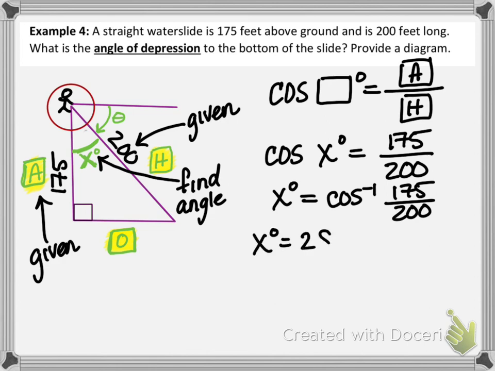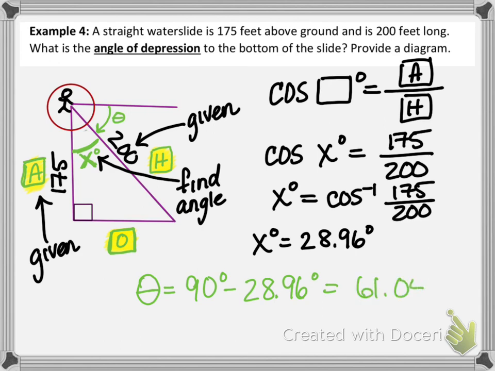it will be 28.96 degrees. But that wasn't what we were looking for. We were looking for theta, green theta. And we know that those two angles have to add up to 90. So I'm going to take 90 and subtract 28.96 from it. And that will help me find the angle of depression. This is the angle that I had to look down from my horizontal. I bent down, my chin dropped 61.04 degrees in order for me to see the bottom of this slide.